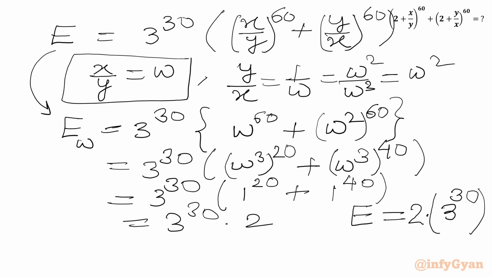If I will check for x over y equal to omega square, then we will be getting the same value. E(omega square) will be equal to 2 times 3 raised to the power 30.